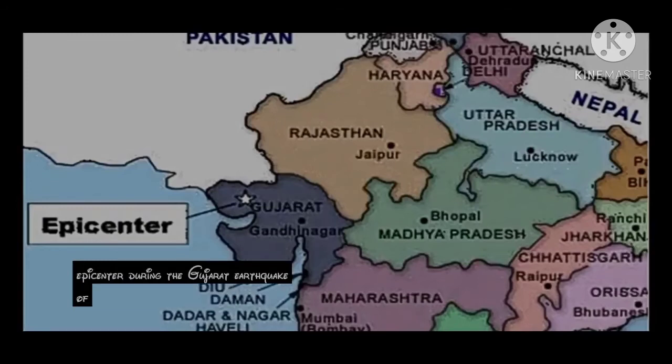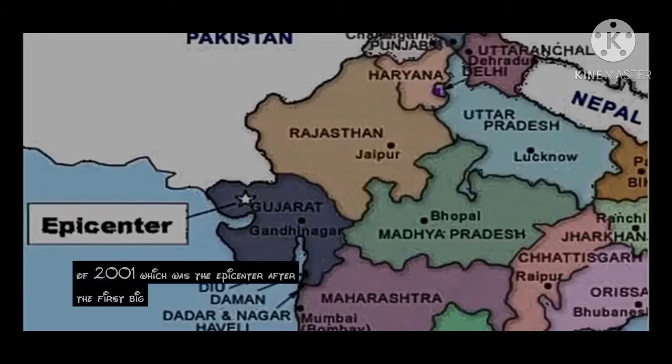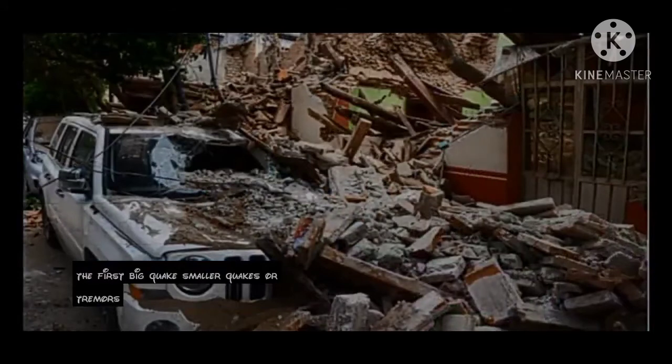During the Gujarat earthquake of 2001, Gujarat was the epicenter. After the first big earthquake, smaller earthquakes or tremors may continue, or they might occur.